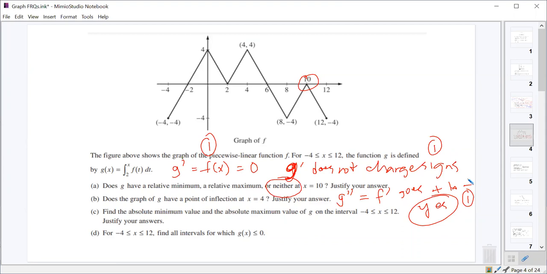All right. For part C, we're looking for the absolute min and the absolute max of g from -4 to 12 on a closed interval. So we got to remember that anytime we have a closed interval, we need to check the endpoints and any critical values. So once again, we're looking for when does f equal 0? Well, f equals 0 at -2. So let's put our endpoints.